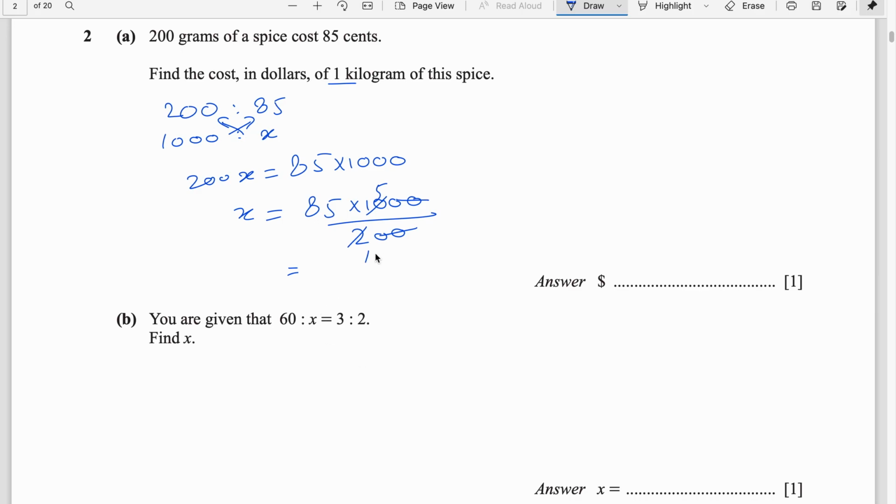85 times 5 is 425, and converting it into dollars is 4.25.